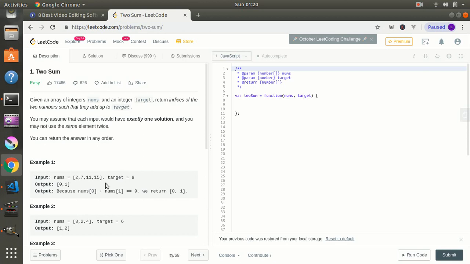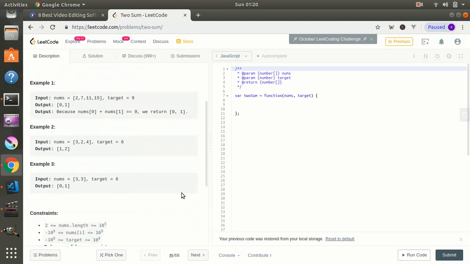In this array, the first two elements, that is 2 and 7, add up to our target of 9, hence we return their position, which is 0 and 1. And remember, arrays start with the 0th index, which is the first element's position. So because nums of 0, which is the first element, and nums of 1, which is the second element, add up to our target of 9, we return their index position, which is 0 and 1.